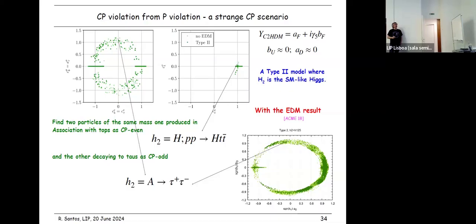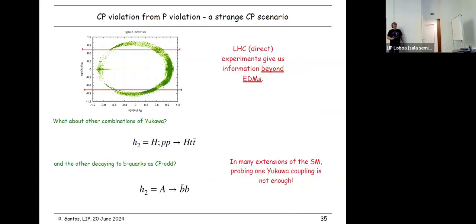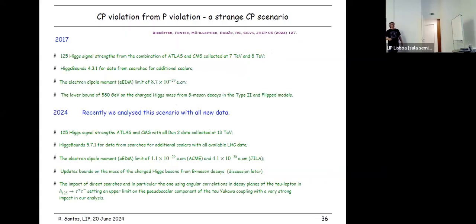And if this point is allowed, then this behaves more like a pseudo-scalar in this case, because this is the place where the CP even component is 0 and the CP odd component is 1. Okay, so this is a very strange thing, but possible to look for. So this is what I've shown you already.